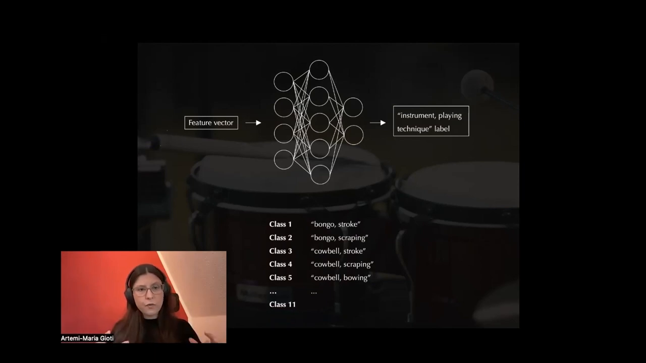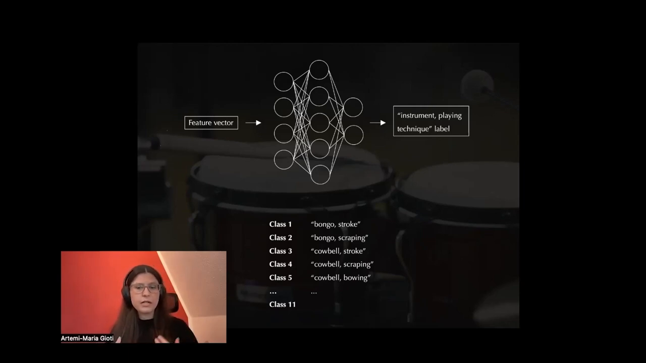Concretely, the musician's live audio input is analyzed. Certain spectral descriptors are extracted from it and then fed into the neural network, which outputs an instrument and playing technique label. So here the neural network performs a multi-class classification task involving a total of 11 classes, whereby each class is a unique combination of instrument and playing technique.